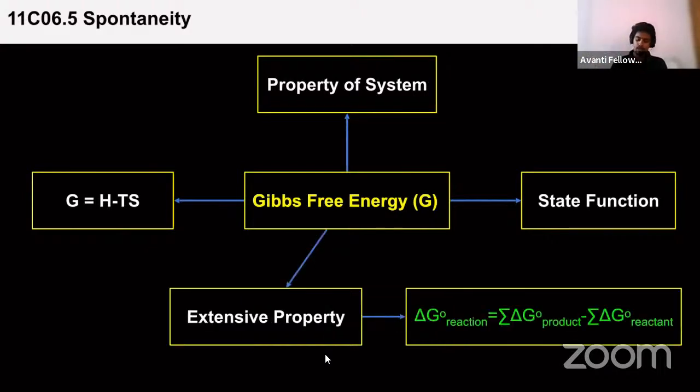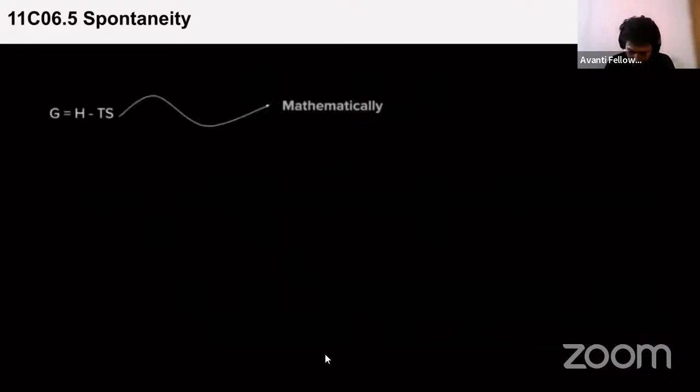Now, this is nothing but a general expression where the change in Gibbs free energy of a reaction is nothing but the change in Gibbs free energy of the products minus the change in Gibbs free energy of the reactants. A simple reaction, but you can get problems from here also. You need to do the energy of the products minus the energy of the reactants. Gibbs free energy of the products minus Gibbs free energy of the reactants.